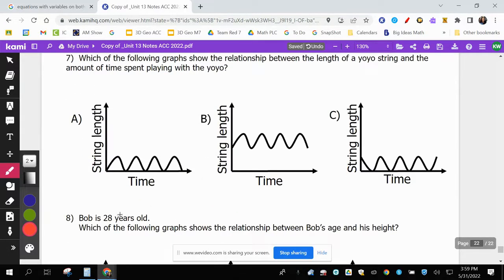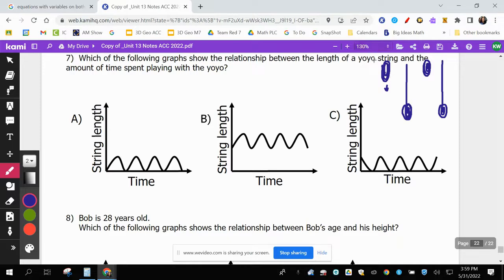Okay. Which of the following graphs shows you the relationship between the length of a yo-yo string and the amount of time spent playing with the yo-yo? Now, I don't know what you guys know about a yo-yo, but to start a yo-yo, like here's a yo-yo, you have to start with its string all coiled up. And then you have to release it down, and then it looks like this, where the yo-yo string's really, really long. And then the yo-yo kind of comes back up to the string to be all wound up, and then you release it again, and then the yo-yo string is really, really long again.